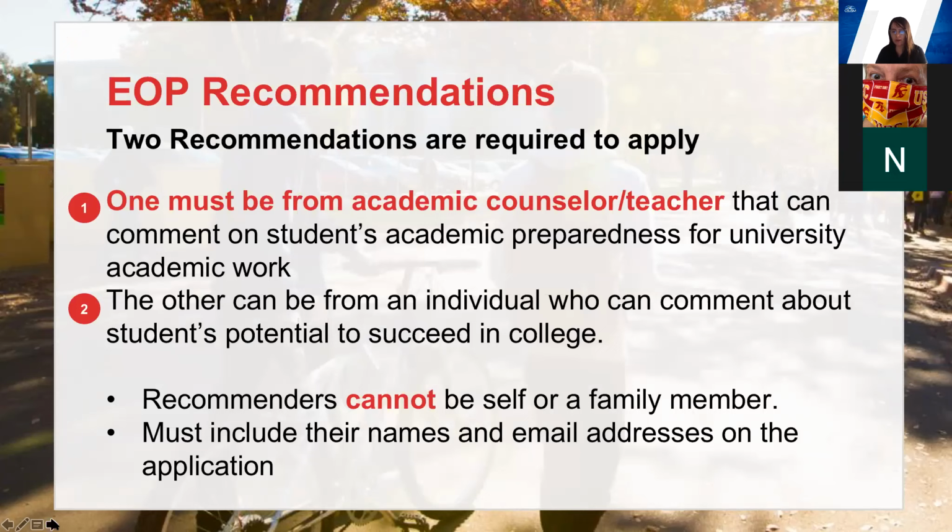So one must be from an academic counselor or a teacher that certainly can talk about your academic preparedness at the university level, right? And then the second one would be specifically from an individual who can comment about your potential to succeed in college. So just note that specifically for the recommendations, they cannot be from you or from a family member. So with the application, they will ask to include their names and email addresses on the application.